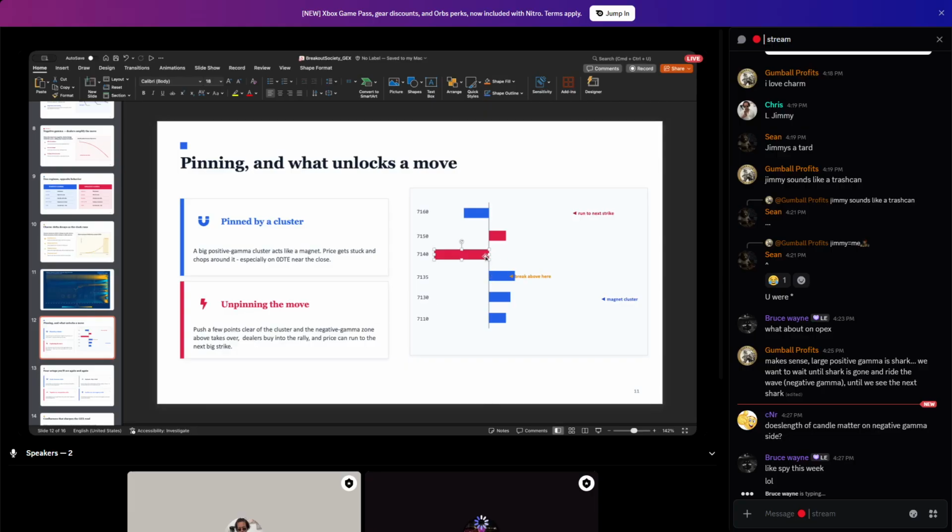So let's say this is a giant negative GEX strike. What will happen is that means the dealers need to buy or sell more aggressively through that strike. So it's the same concept on both sides essentially. If you see a big positive gamma, that is a bigger chop, bigger negative, more violent move.